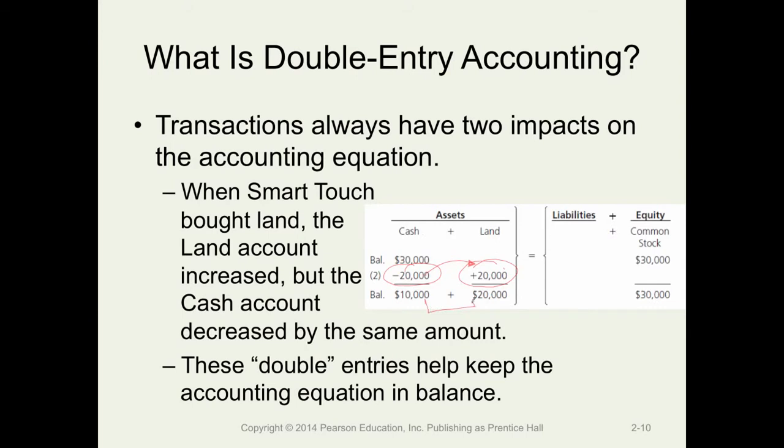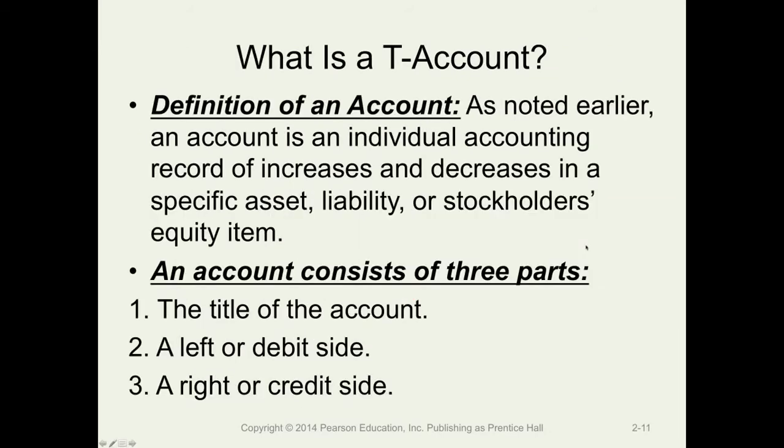Notice, of course, that because of the double entry system, the balance works: total assets equal $30,000, total liabilities 0, stockholders' equity 30,000. So it's equal to total liabilities and stockholders' equity. Now, as we defined in our prior module, an account is a detailed accounting record. It's an individual accounting record of increases and decreases of specific asset, liability, and equity accounts. It is also going to have a balance.